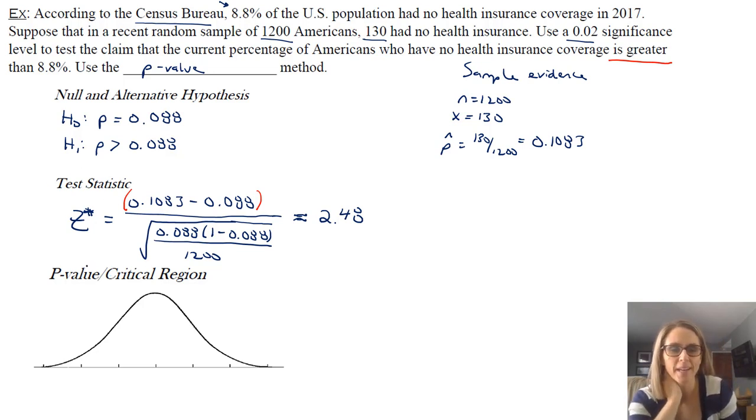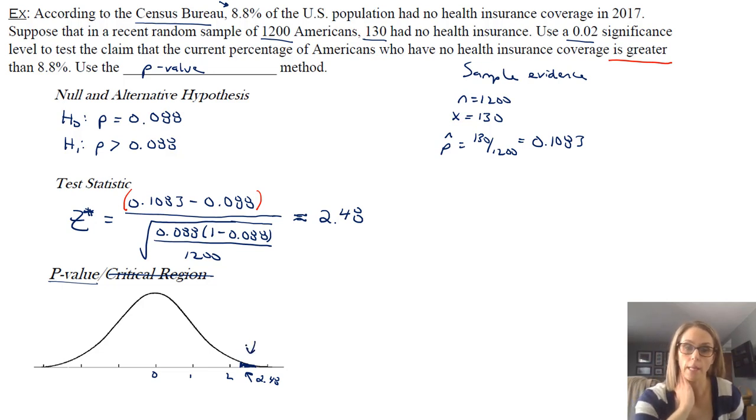Okay, so that's this measure, and you might be like, well, how does that help us? So what we do is we do not think about the critical region because we're doing the p-value method. Our job is now to find the p-value, the probability that we could get that 130 people out of 1,200 saying that they have no health insurance and not have that actually be the true proportion. So down here is just a standard normal distribution, and here is where that 2.48 is. The p-value is just this amount of area right here to the right of 2.48.